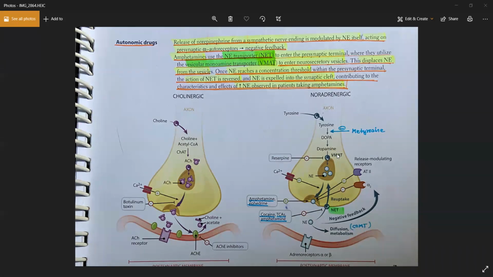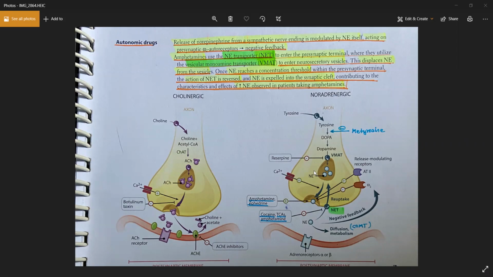And then this dopamine uses the transporters, which are the VMAT or vesicular monoamine transporters, to enter into the vesicles. And inside the vesicles, the dopamine will be converted into norepinephrine. Anyone remember the enzyme name? Dopamine beta hydroxylase. Exactly, dopamine beta hydroxylase. And as a result, the norepinephrine is now synthesized.